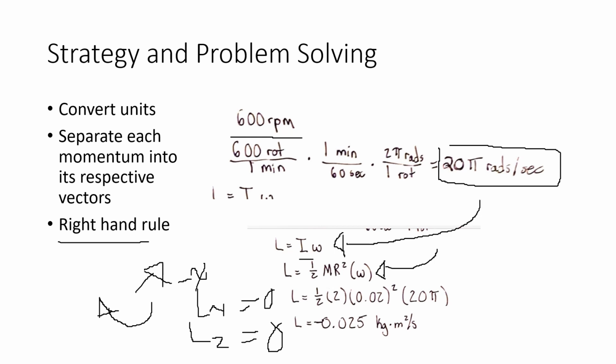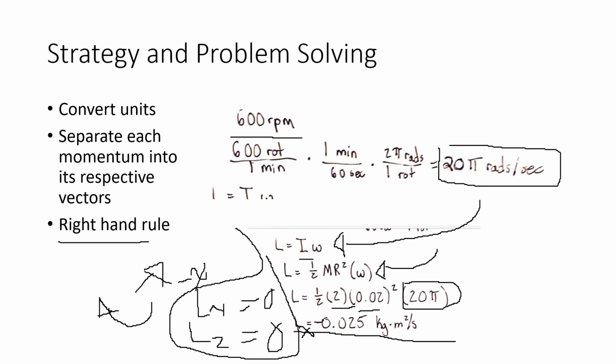This means we can multiply things out here: 1/2 times 2, which is the mass, times 0.02 meters squared, and then we multiply this by 20 pi. This gives us the angular momentum. So our angular momentum in the x direction is minus 0.025, while the other two are 0 because there's nothing in those directions.